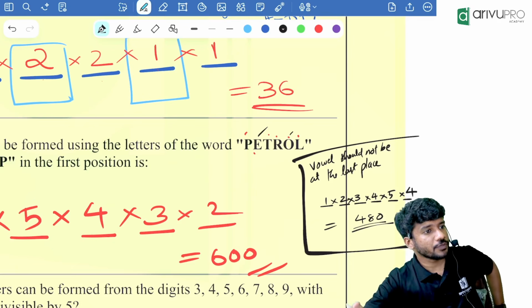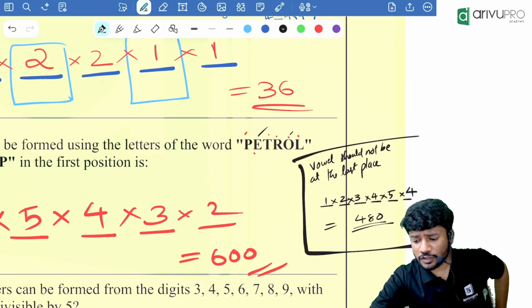Yes, Shruti, tell me. Here we are dividing? No, here we are not dividing anything.